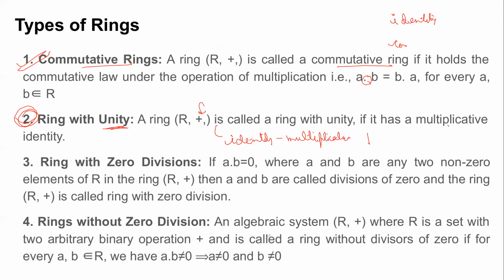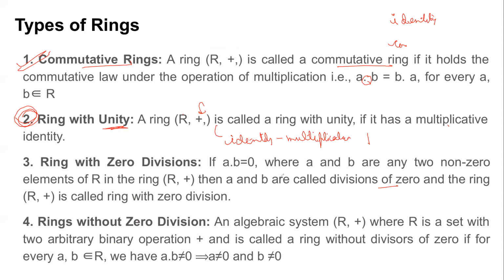Okay, another special kind of ring is known as a ring with zero divisors. It is possible to find two elements such that their product is equal to 0. If you have two elements whose product is equal to 0, then such a ring is said to be a ring with the zero divisor property.